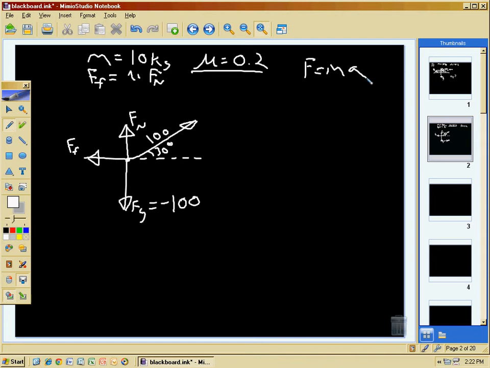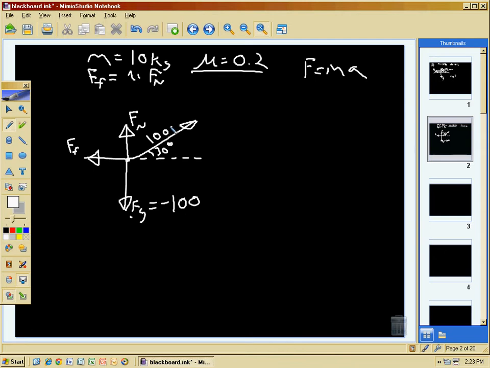Now the thing to be careful about is that normally when the force of gravity is negative 100, the normal force would be 100. That's not the case, and here's why. We've got this other force right here that's pulling up. We don't just have the normal force and the force of gravity acting in the same direction. We've got another force acting in the y direction. So you've got to be careful with that.